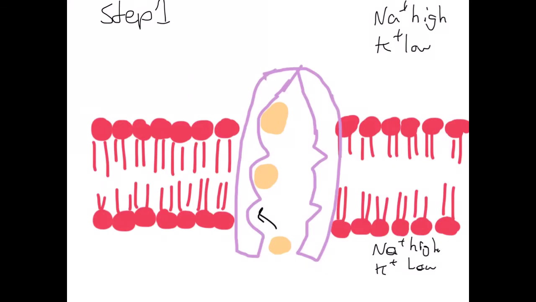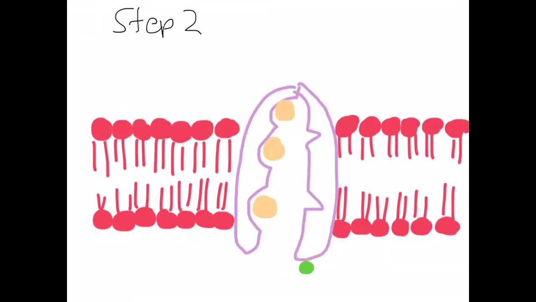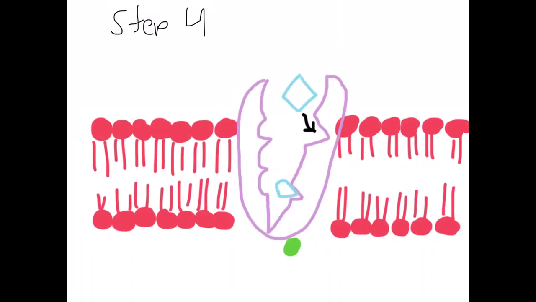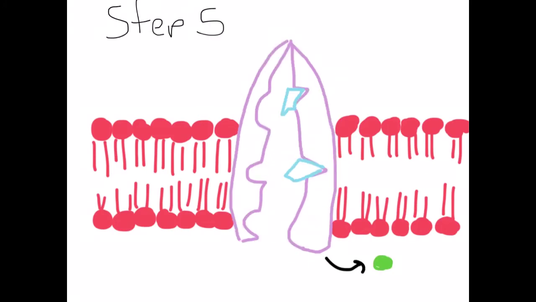For the first step, 3 sodium ions bind to the cytoplasmic side of the protein, causing a change in the protein. For the second step, an ATP molecule attaches to the protein. For the third step, the attached ATP causes a second change that moves the ions across the membrane. For the fourth step, 2 potassium ions bind to the extracellular side of the protein. For the fifth step, the ATP breaks off from the protein, exposing the ions to the inside of the cell.